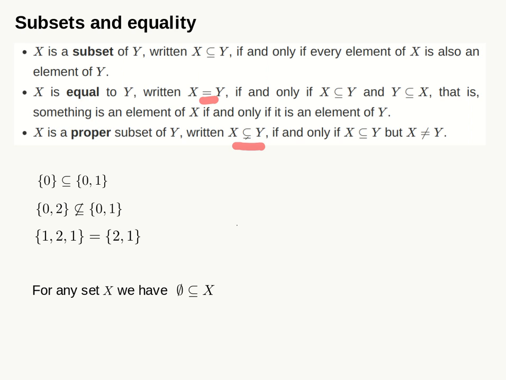The set containing 0 is a subset of the set containing 0 and 1, because every element in here is also an element in here. On the other hand, this set is not a subset of this set. The reason is there's an element in this first set which is not an element of the second set. Namely, 2 is an element of the first set and it's not an element of the second set. So as you can see, we use the subset symbol crossed out to mean that something is not a subset of something else.